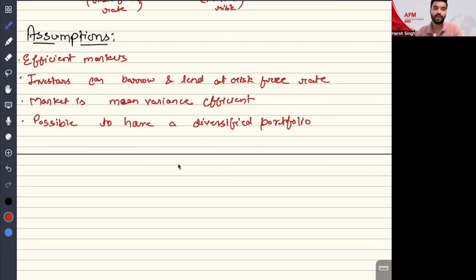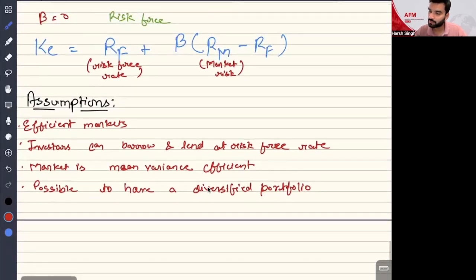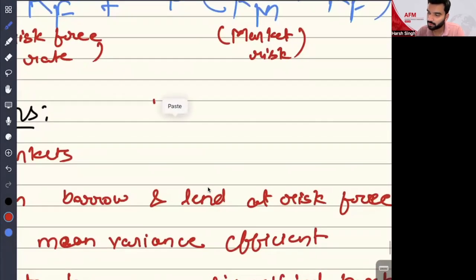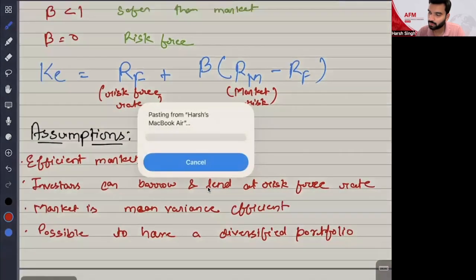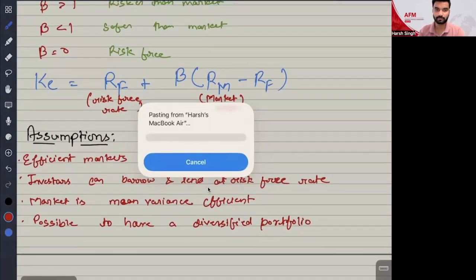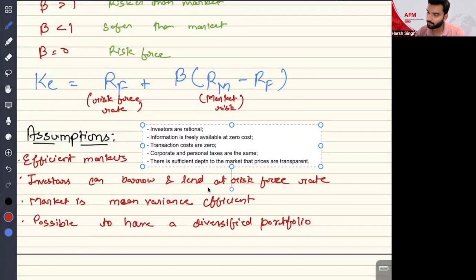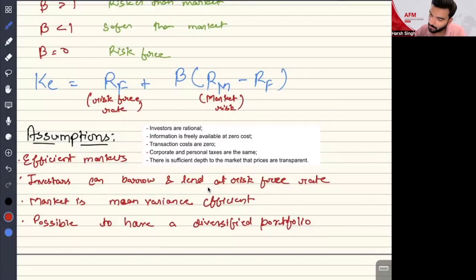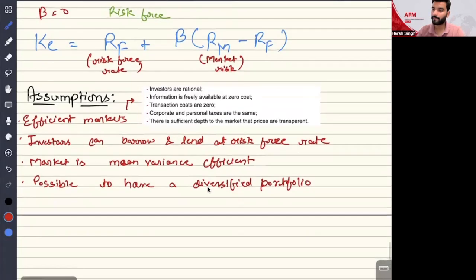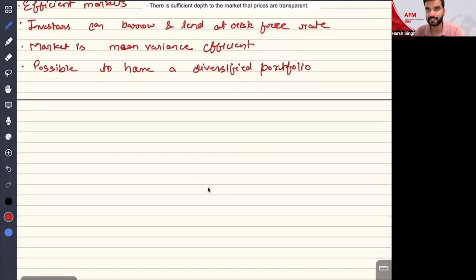Now, for the point that investors have the information freely available, I'll pull down one photo over here for you only. This is the meaning of an efficient market. Okay. These are the important assumptions that we need to follow.